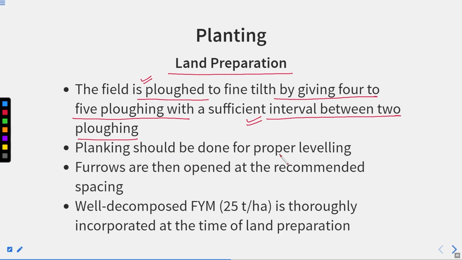The planking should be done for proper leveling. Furrows are then opened at the recommended spacing. The ridges and furrows are made at proper gaps in between the soil. And well-composed farmyard manure, that is 25 ton per hectare, is thoroughly incorporated at the time of land preparation. So this farmyard manure is thoroughly incorporated at the time of land preparation.